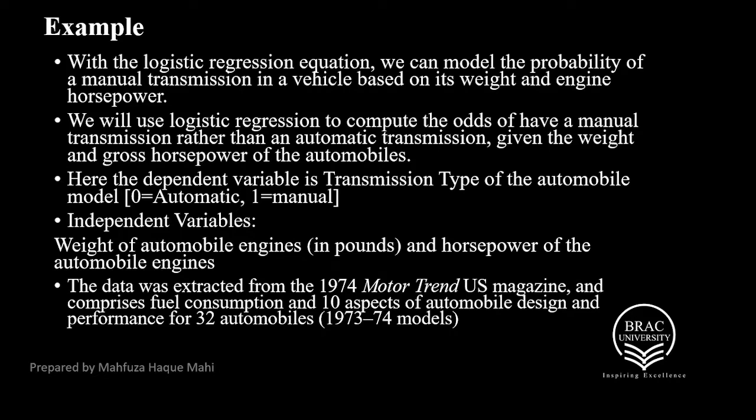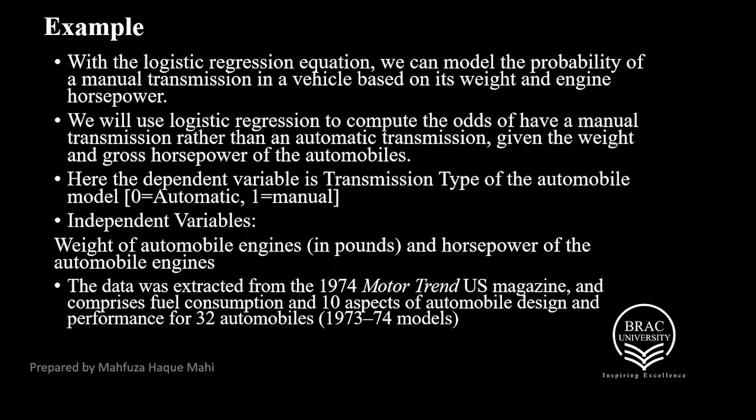So, here the dependent variable is transmission type of the automobile model. So, 0 is for automatic transmission type and 1 is for manual transmission type. And the independent variables are weight of automobile engines in pounds and horsepower of the automobile engines. The data I have used in this problem was extracted from 1974 Motor Trend US magazine and comprises fuel consumption and 10 aspects of automobile design and performance for 32 automobiles.